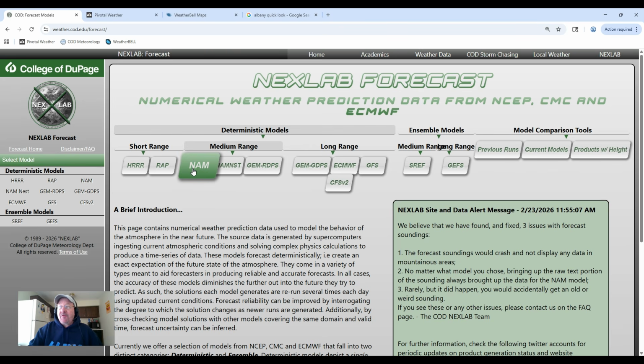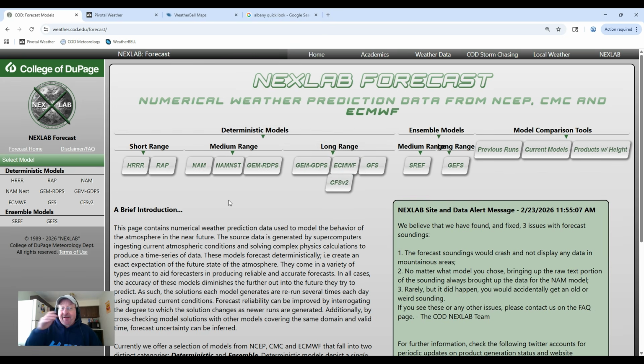Medium range models, the NAM goes out 84 hours. That's the North American model. This is a high res North American model. It's called the 3K, and this goes out 60. And then we have a short term Canadian model that goes out 84 hours too. Then we got the long range models, which goes out 10 to 16 days. This is the Canadian model, the European, the American model, and then the CFS.